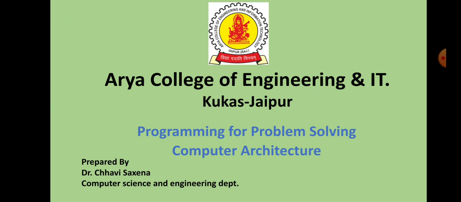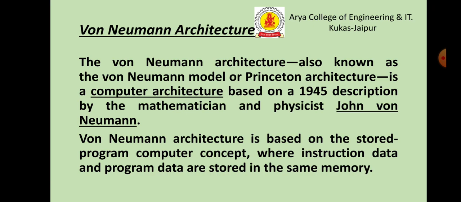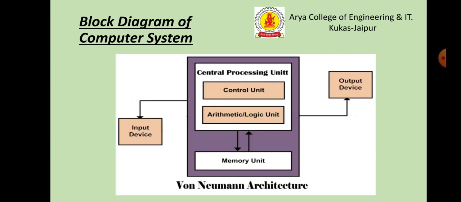Today we are discussing the basic components of the computer system. Von Neumann architecture, also known as Princeton architecture, was designed in 1945. This architecture shows us the basic components of the computer system, how the computer system is designed. It is based on a stored program concept, meaning instructions and data reside in the same memory.